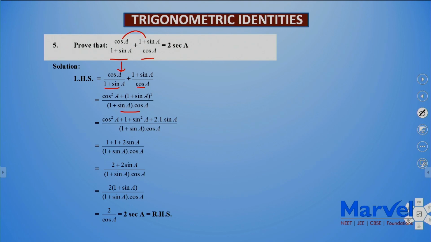Cos square A, and if you expand the A plus B whole square formula, A square plus B square plus 2AB, we get cos square A plus 1 plus sin square A plus 2 sin A, by the denominator. Very important, don't multiply the denominator because it is already in factorized form. Now cos square A plus sin square A, using the first identity, is 1, and one more 1 is there, plus 2 sin A.